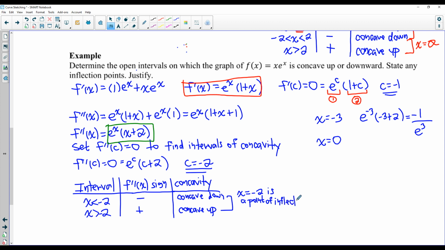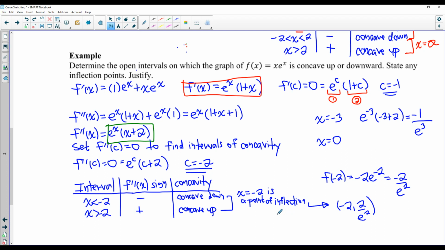And it is a point of inflection as long as that point is not a vertical asymptote. Okay, well, we need to figure out the y coordinate as well. So let's go back to the original function, just plug in x equals -2. So f of -2 would be equal to -2 times e to the power of -2. We're not actually going to calculate it. It would just be -2 over e squared. So your point of inflection would just be -2 and -2 over e squared.